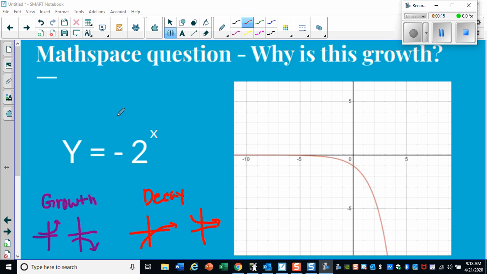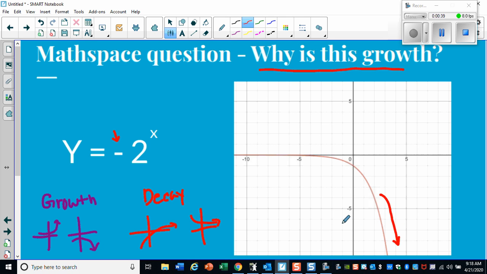All right, so the first question we have is this exponential function, y equals negative 2 to the x. And the question is, why is this one growth? So I'm guessing a couple of things. We looked at this and said, well, there's a negative there that might make it decay. And then also, this is a graph of your function over here. Notice when you look at the graph, it's shooting off towards negative infinity.